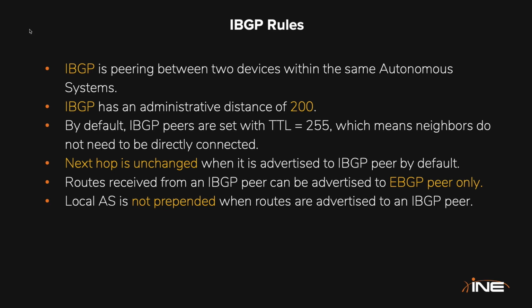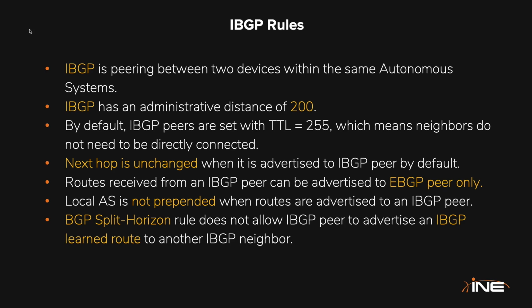Local AS is not prepended when routes are advertised to an iBGP neighbor. Remember, local AS is only prepended when you give the routes to an eBGP neighbor, not to an iBGP neighbor. To an iBGP neighbor, the local AS does not get prepended. It remains unchanged.